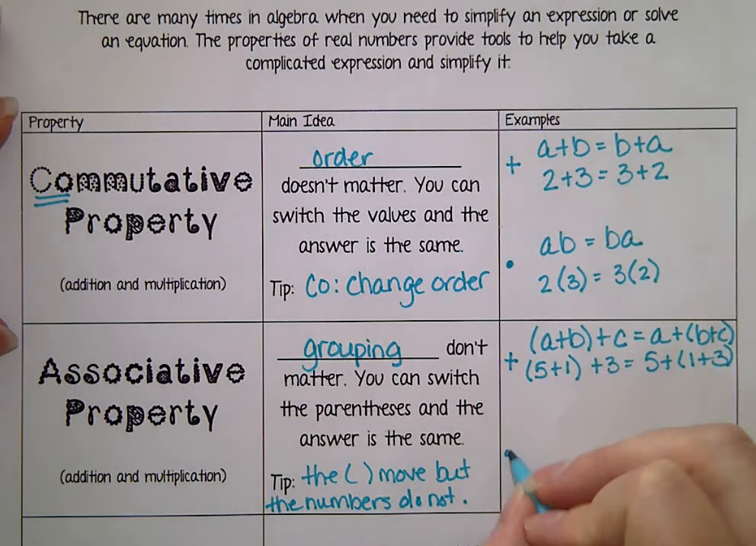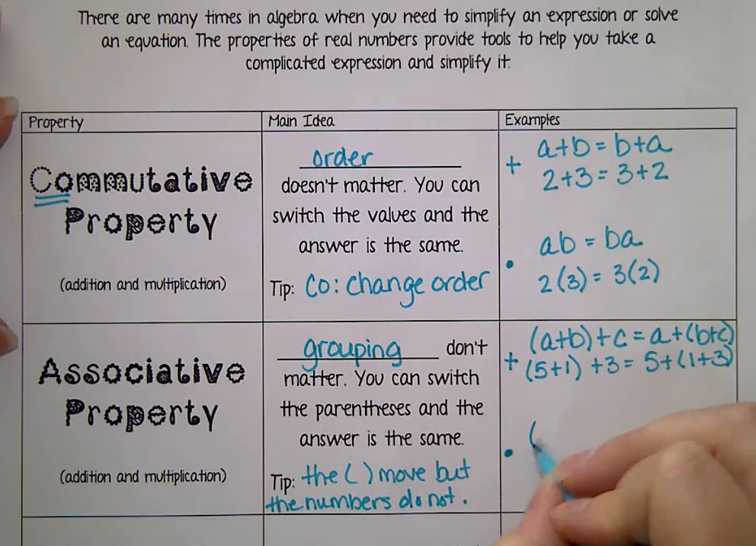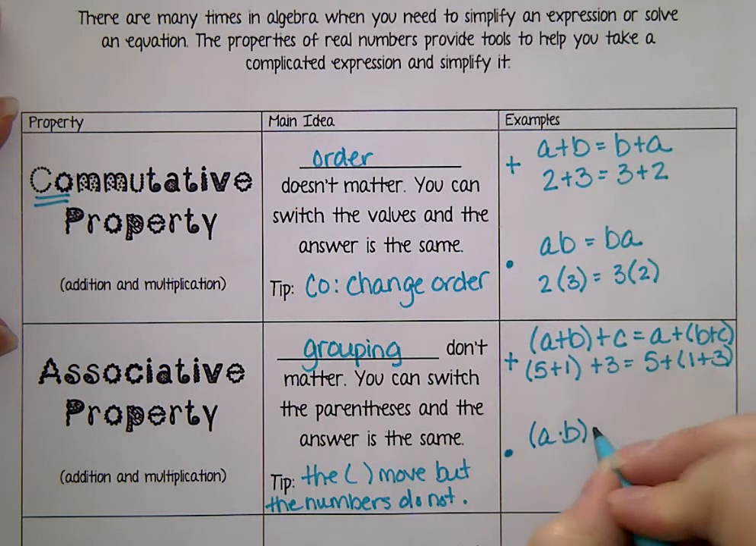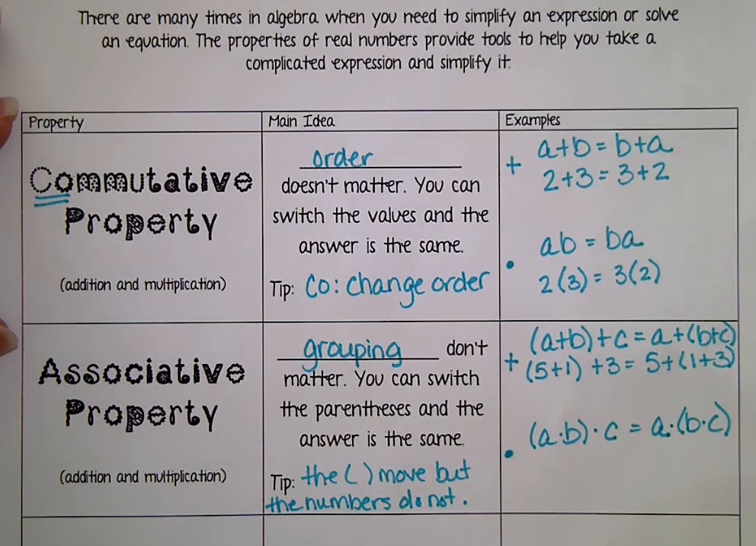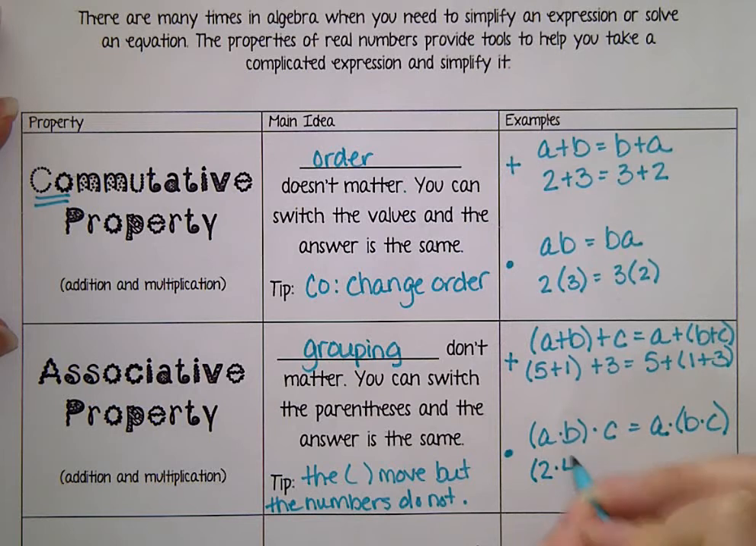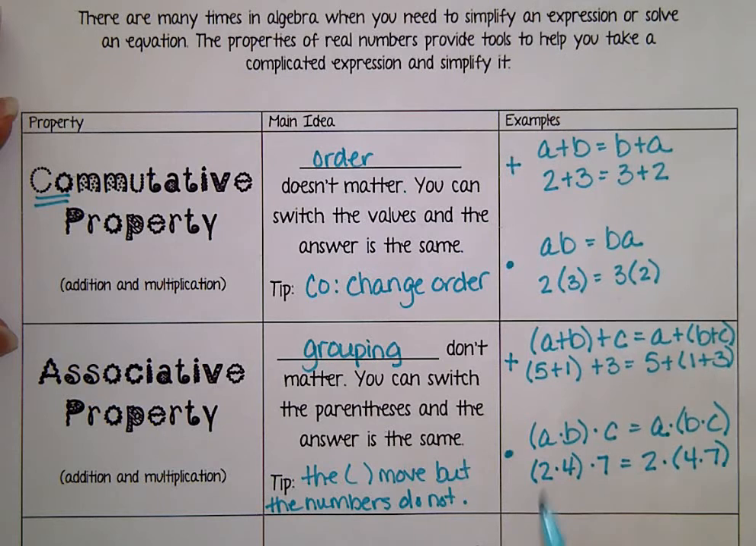And let's look at multiplication. A times B inside the parentheses times C on the outside is going to be the same as the A on the outside times B times C on the inside. And again, let's look at it with numbers. 2 times 4 times 7 is going to equal 2 times 4 times 7. 2 times 4 is 8, times 7 is 56. 4 times 7 is 28, times 2 is also 56.